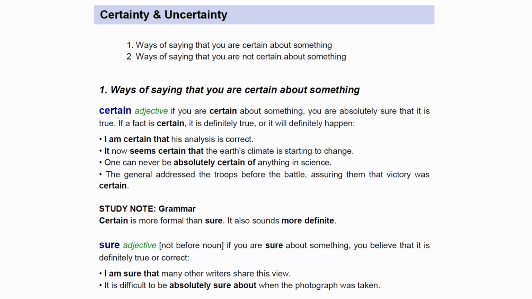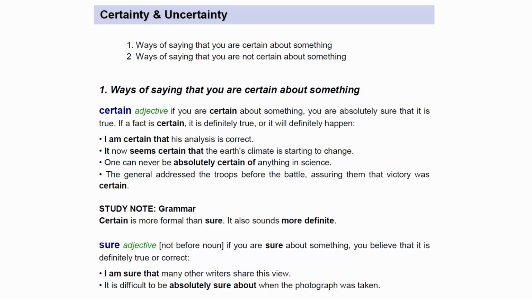For example, I am certain that his analysis is correct. Okay? It now seems certain that the Earth's climate is starting to change. It now seems certain. I am certain. One can never be absolutely certain of anything in science. Absolutely certain of. Okay? Next is: the general addressed the troops before the battle, assuring them that victory was certain. Victory was certain means definitely they were going to win. Victory was certain.